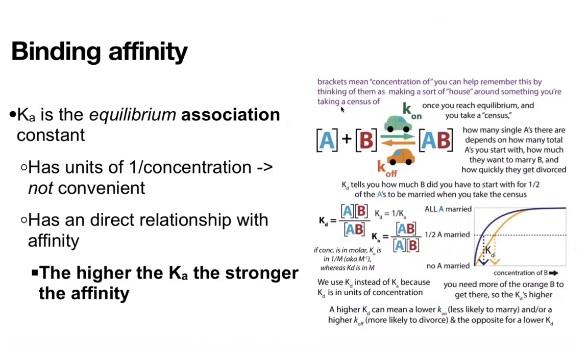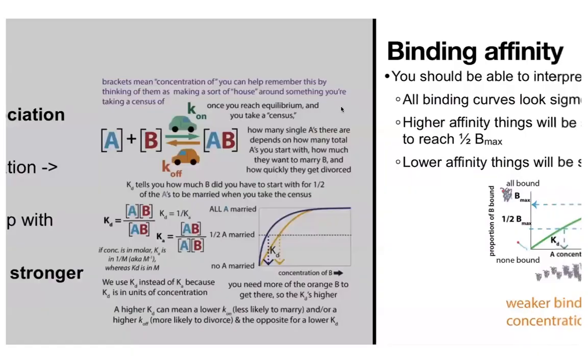Okay, what about our Ka? Well, this is the opposite. This is the equilibrium constant. It has units of 1 over concentration, which isn't convenient, which is why we use the KD, which is 1 over the Ka, which has units of molarity or whatever your concentration unit is. So the Ka, though, has a direct relationship with affinity, so the higher the Ka, the stronger the affinity.